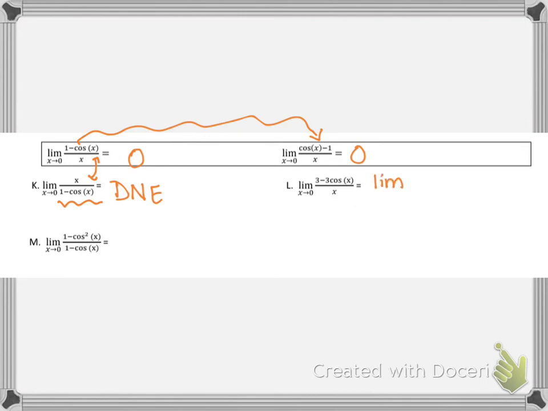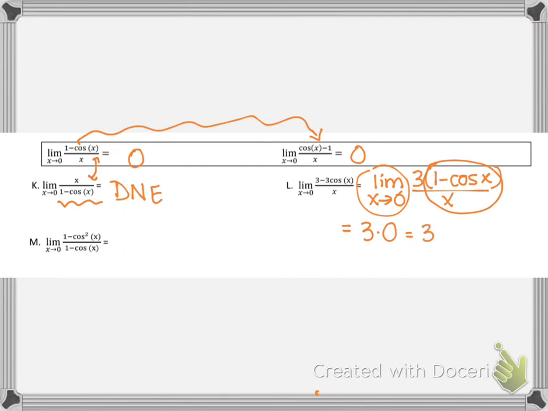L, if you look at the numerator, all we need to do is factor out a 3 here. And then this matches the original limit in the box that I gave you. So everything circled has a limit of 0. So we can just take 3 times 0 and get an answer of 3.